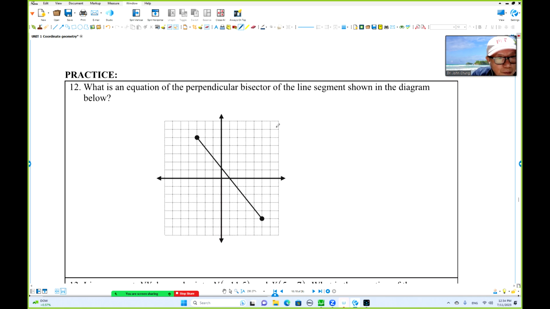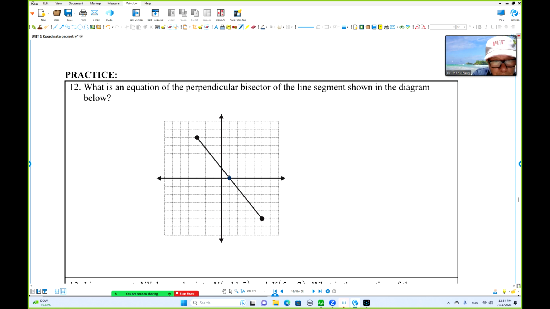On the graph paper, we're going to have some practice. What's the equation of the perpendicular bisector? Where is the perpendicular bisector? In the middle point over here. Where is the middle point? Maybe this one, or I think this one is very much in the middle, right?